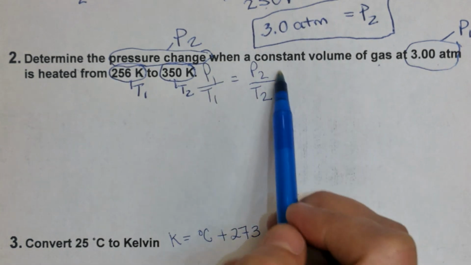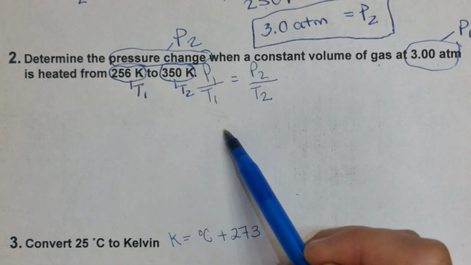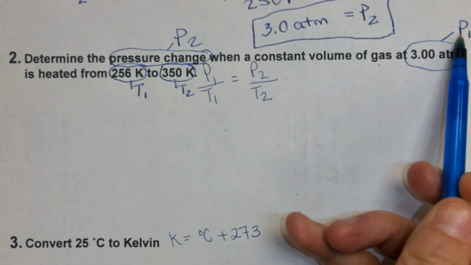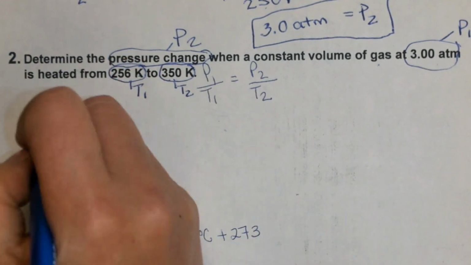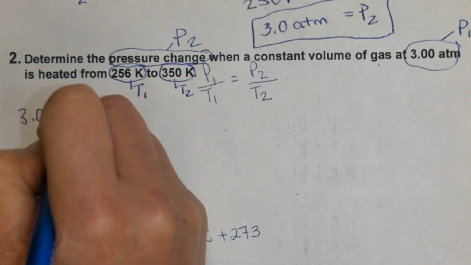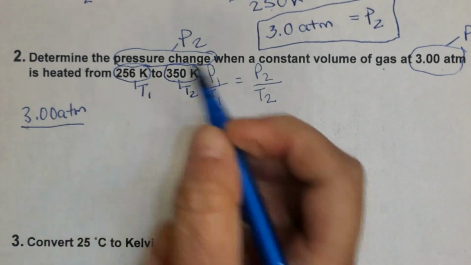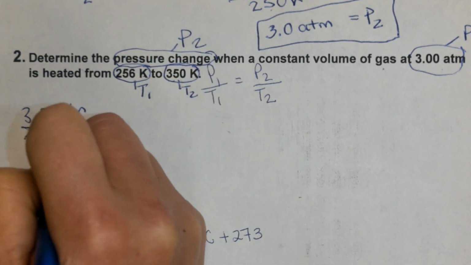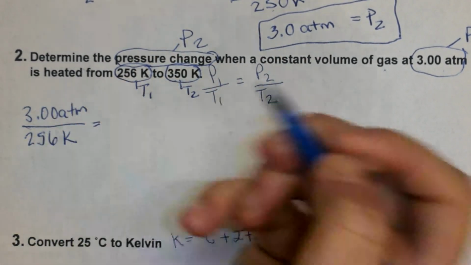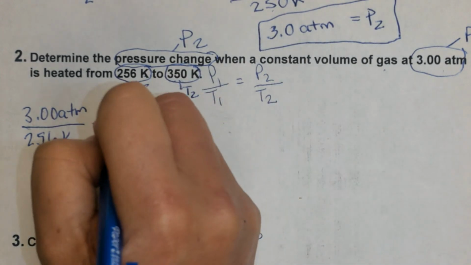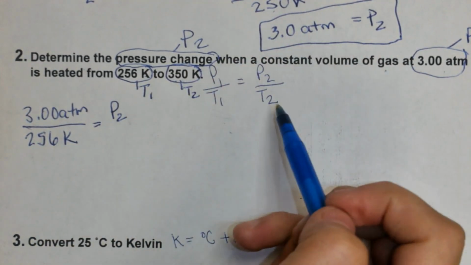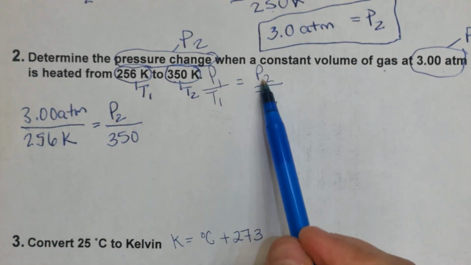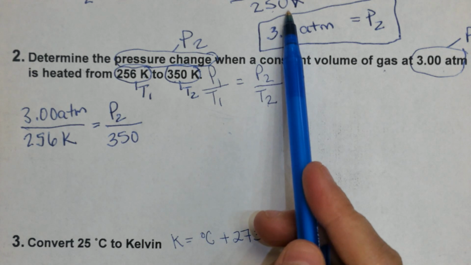Let's plug it in. So this is our Gay-Lussac equation. So for P1, all we have to do is plug it in. P1 will be 3.00 atm divided by T1, which is 256 Kelvin. And that equals P2, which is what we're trying to solve, divided by T2, which is 350 Kelvin. Very much similar to the one up here.